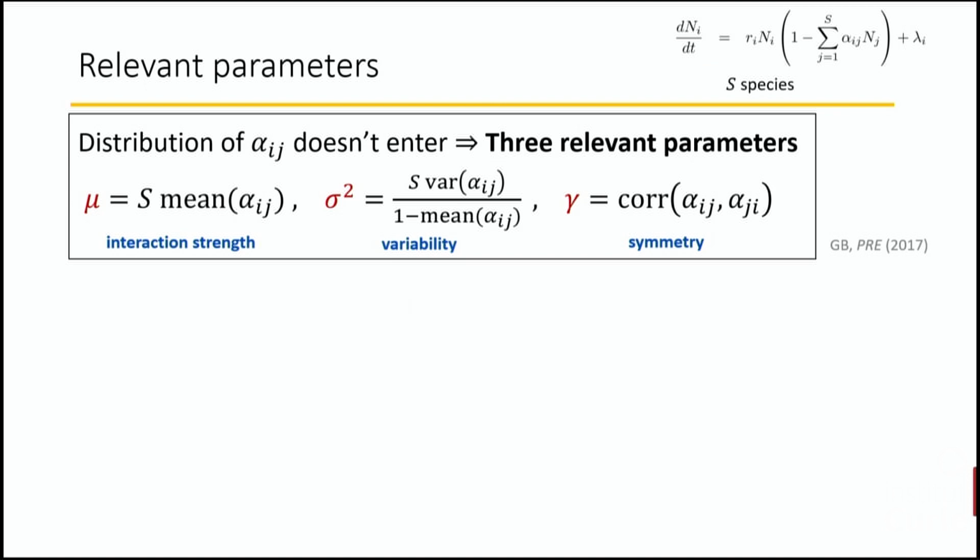And these are this mu here that I showed you before, this sigma, which is not exactly the sigma here. This is for a slightly extended case. It doesn't matter right now. And this correlation that we discussed before, this level of symmetry in the system. Okay, so a few remarks.